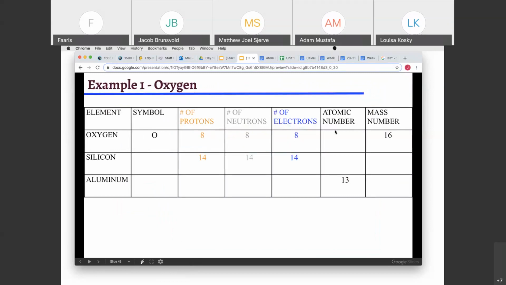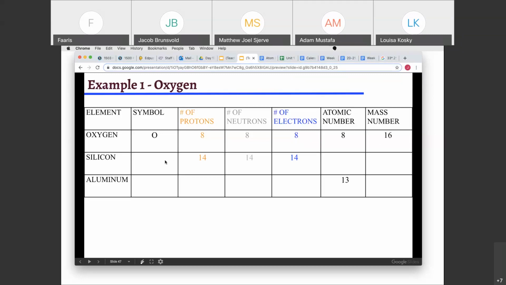Atomic number, that's also the same thing as the number of protons. So these three, atomic number, number of electrons, and number of protons, will be the same for every single one on this table. The atomic number is 8. And then your mass number, remember, that's just your number of protons and number of neutrons added together. So 8 plus 8 gets us to 16. You could also get it from looking at the atomic mass on the periodic table. For oxygen, it's 15.999, so we estimate it to be 16.